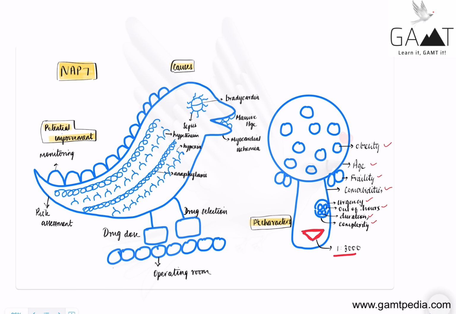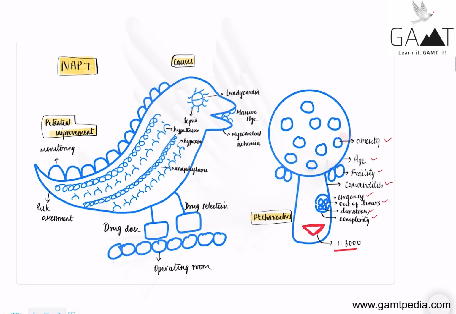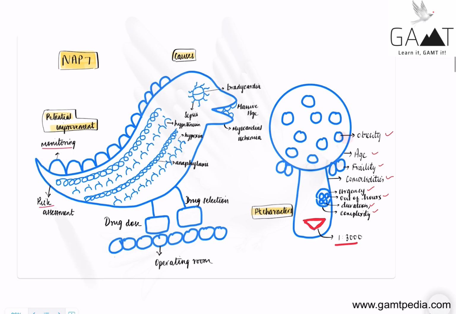The next most important thing we all need to look at is the areas of potential improvement. What can I do as an anesthetist to reduce this from happening? There are 5 main things highlighted in NAP7: monitoring, risk assessment, drug dose, drug selection, and the operating room.